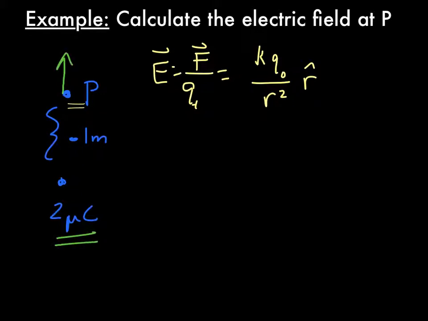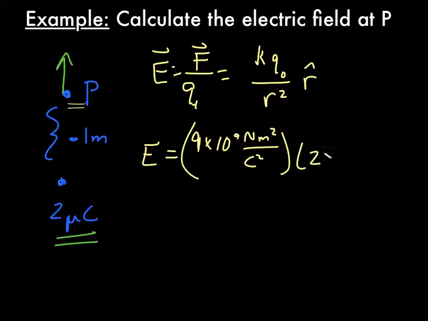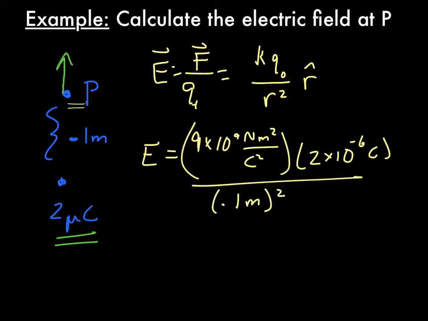So if we plug in all of our numbers, you get your electric field equals 9 times 10 to the 9th newton meters squared per coulomb squared, times that charge of 2 times 10 to the minus 6 coulombs, all over the distance between them, which is 0.1 meters, squared.